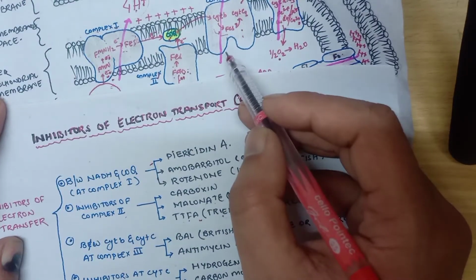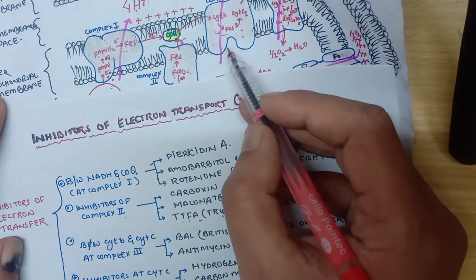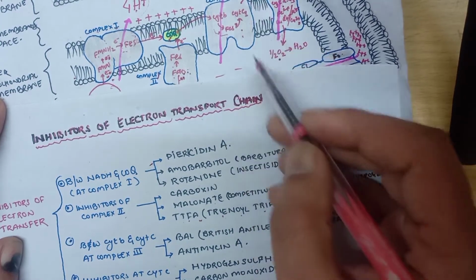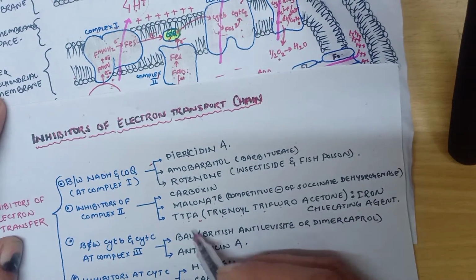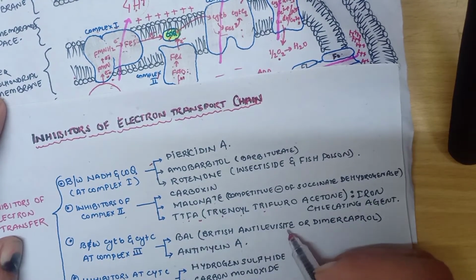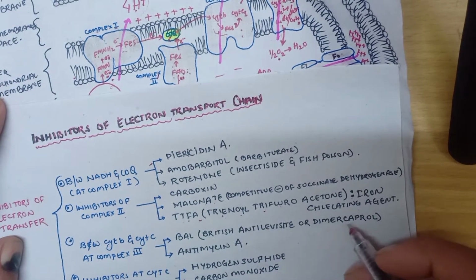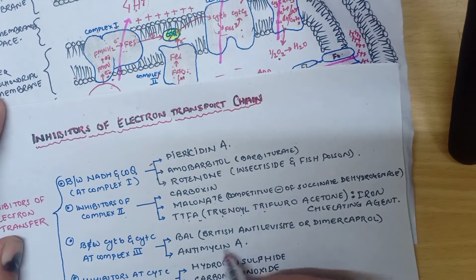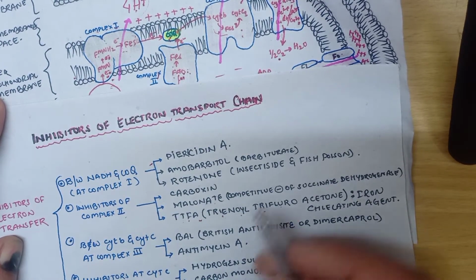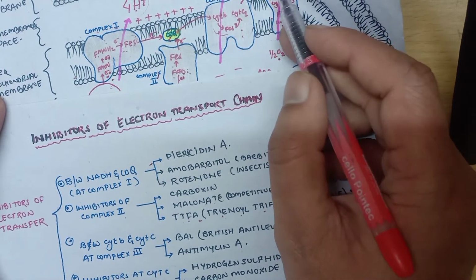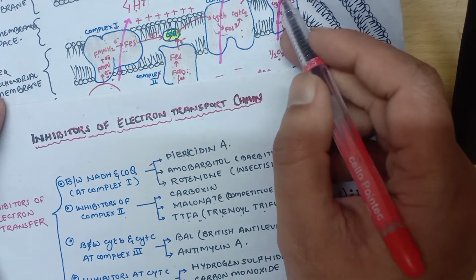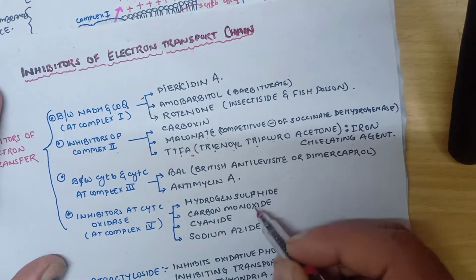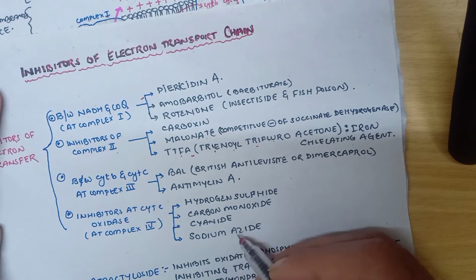Now, inhibitors of electron transfer at complex 3, between cytochrome B and cytochrome C, are BAL, that is British anti-lewisite, also known as dimercaprol, and the other compound is antimycin A. And the inhibitors of complex 4, at cytochrome C oxidase, are the gaseous compounds like hydrogen sulfide, carbon monoxide, cyanide and sodium azide.